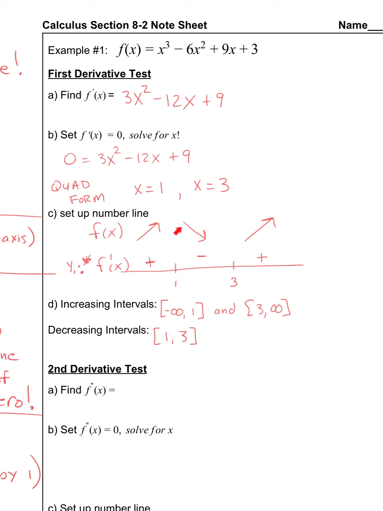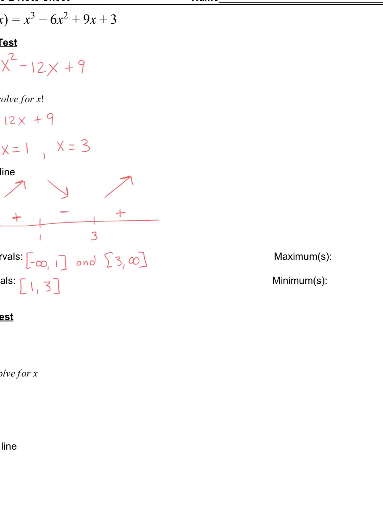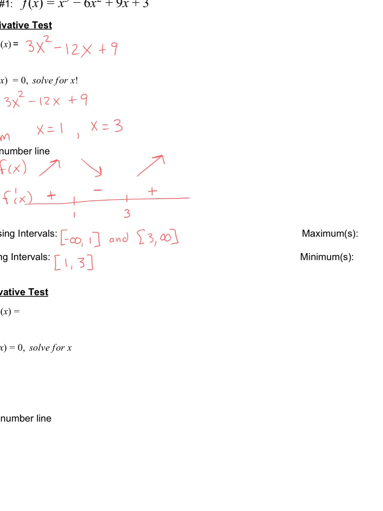Again, it is increasing and decreasing up here on the original function. The other thing that our derivative will tell us about is our max and minimums. Right here, when our function goes from increasing to decreasing, and I'm going to put a dotted line there, that has to be our maximum. So our maximum is at 1. We don't know the y value.